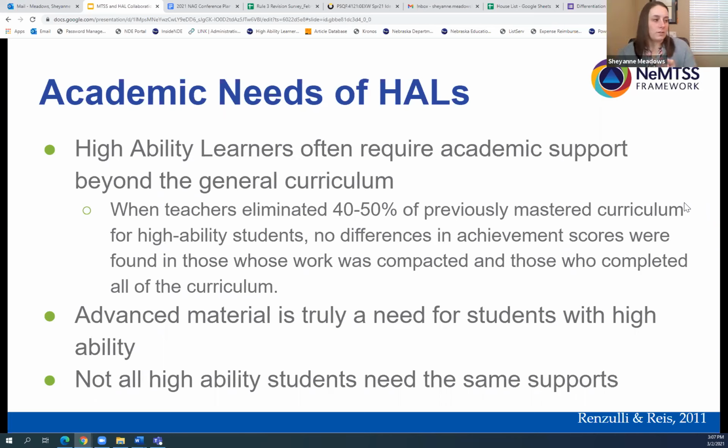Not all high ability students need the same supports either. We have some students that may be really great at math and not so great at ELA, or really gifted in ELA and not so great at math, or there are varying levels of giftedness. And so not all high ability learners need to be stuck into the same category, receiving the same services, because they're all unique and they have different needs.